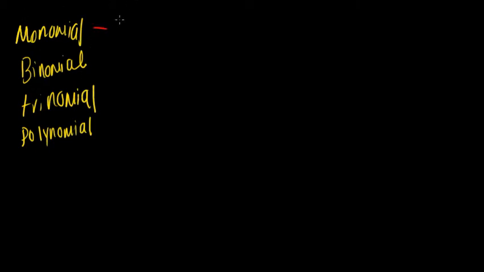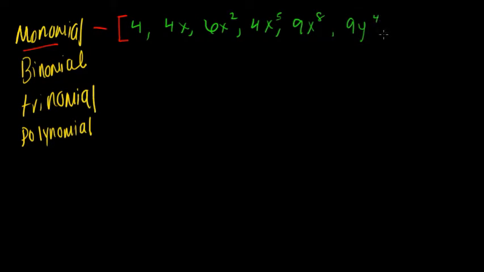Well, a monomial is actually what it says, mono, which means one, of course. So we're talking about one term, and a one-term thing would be things like this. They'd be your numbers, as in, let's say 4 would be a monomial, 4x would be a monomial, 6x squared would be a monomial, 4x to the 5th power is a monomial, 9x to the 8th power is a monomial, 9y to the 4th power is a monomial. 4xy squared is a monomial, 4xzy is a monomial. These are your monomials. They basically have one term.